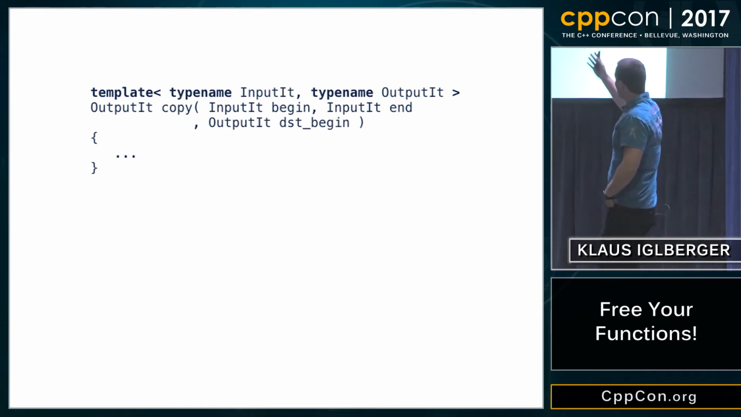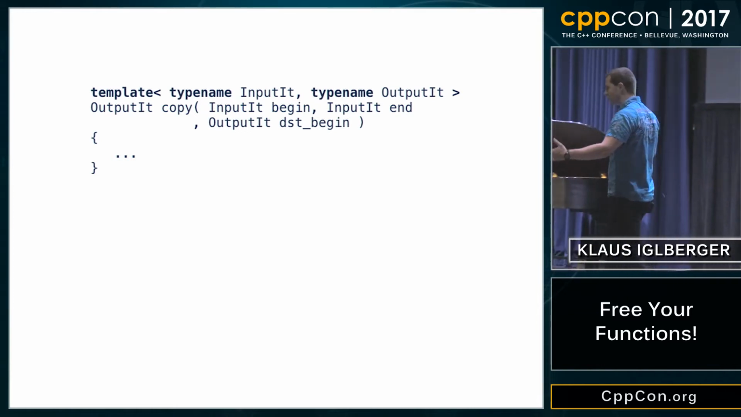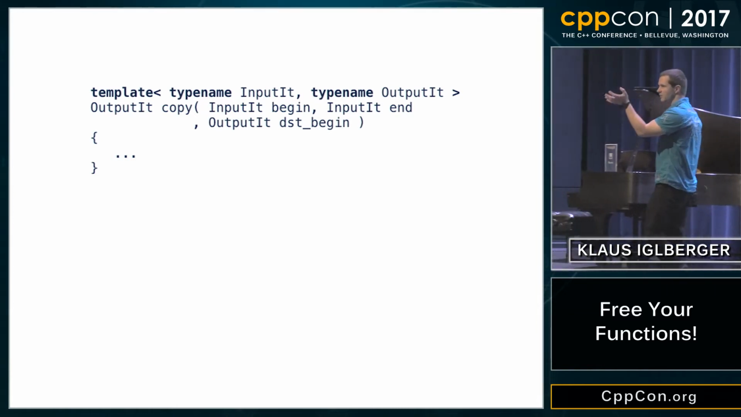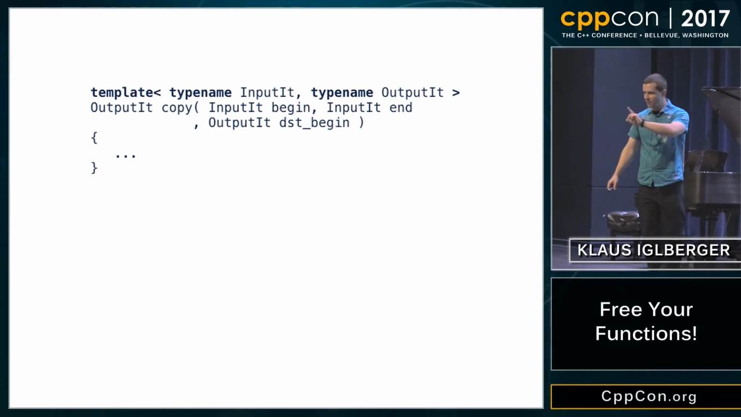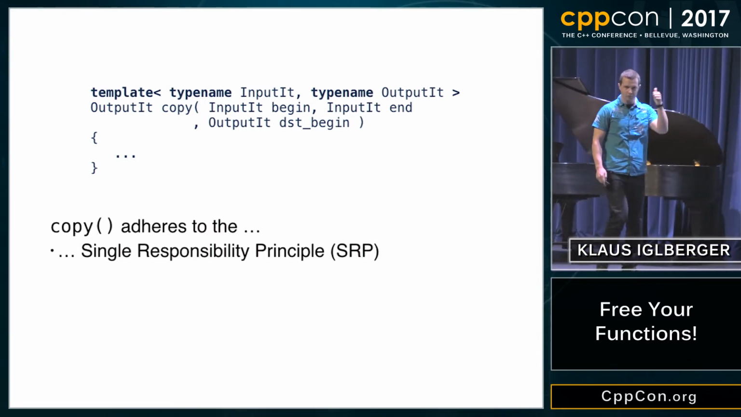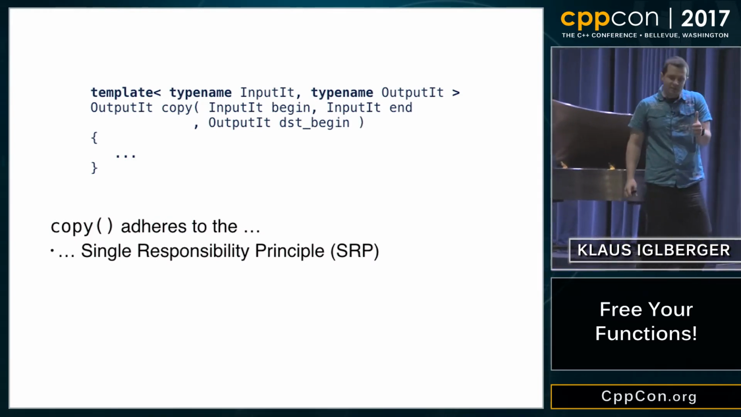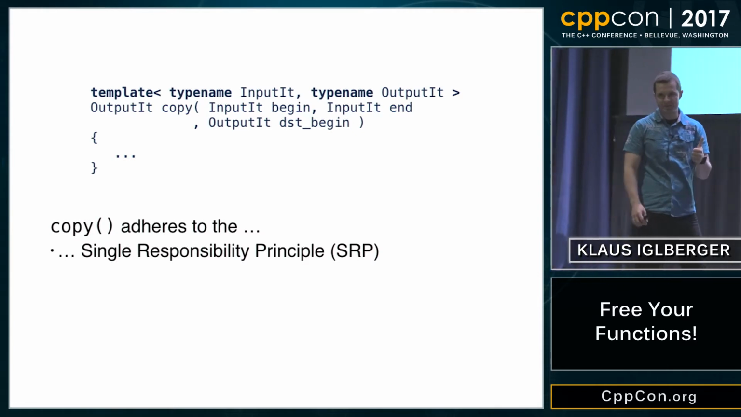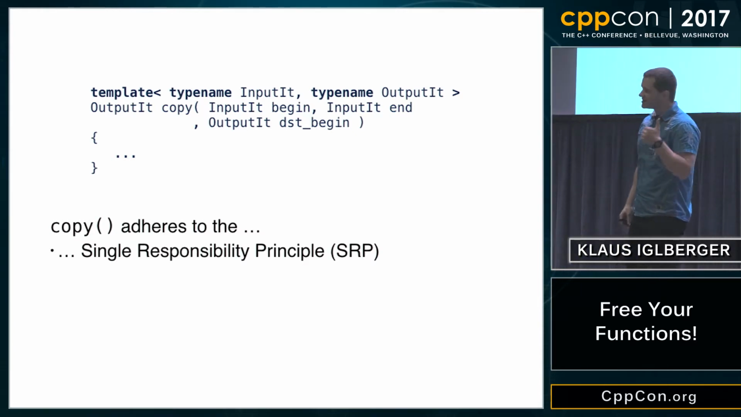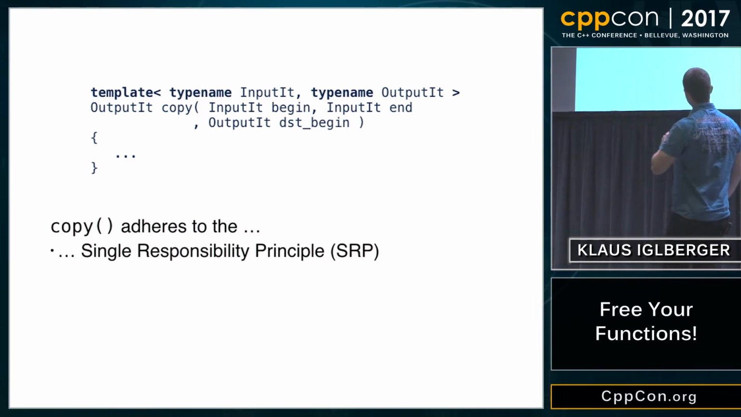The copy function is pretty simple. I would even argue it's trivial. It contains a for loop and it does nothing but copy a couple of values. But this function actually adheres to, first of all, the single responsibility principle. It does one thing, it copies. It does nothing more. It does not allocate any memory. This is what it inherits kind of from memcpy.